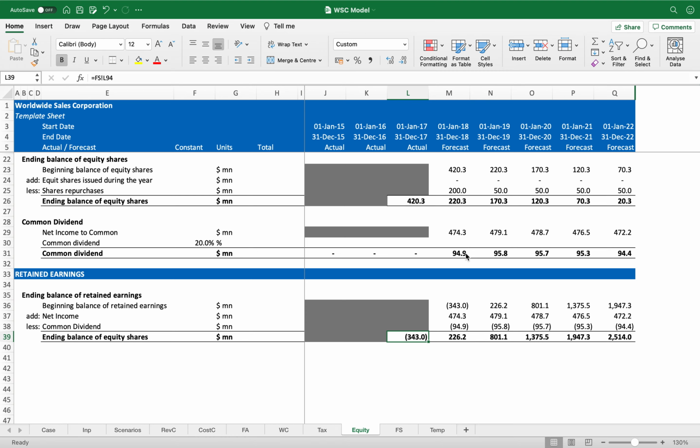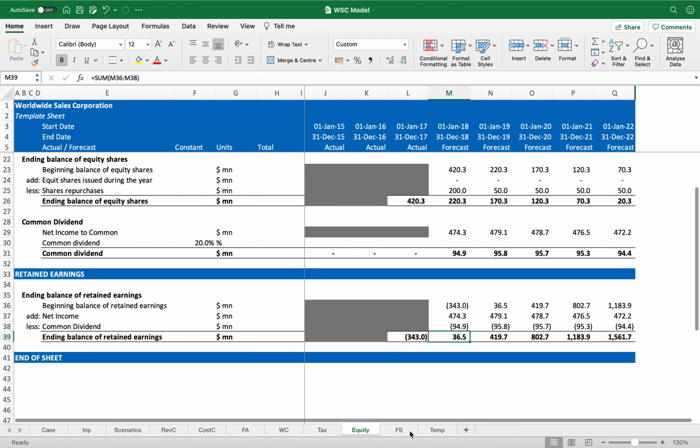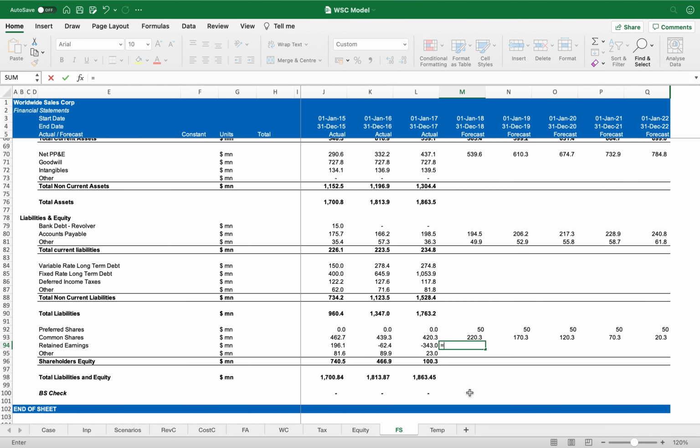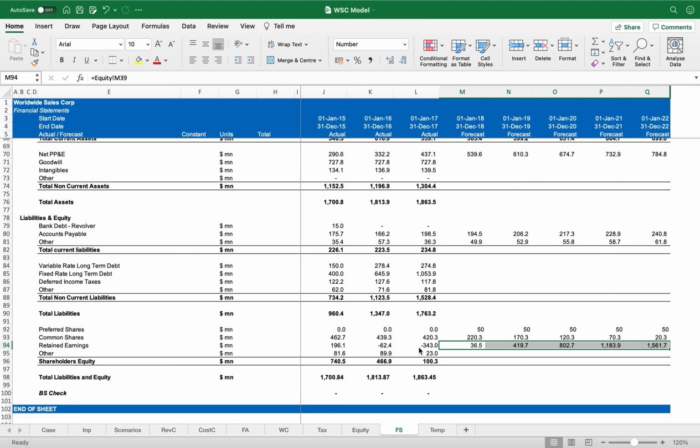Again, do check the formula, guys. If you are subtracting the common dividend and showing it as a minus here, your formula should be correct in that case. And that's it. Retained earnings. That's it. My end of sheet. Now I can link the balance of retained earnings to the balance sheet. Simple linking of the balance of retained earnings.